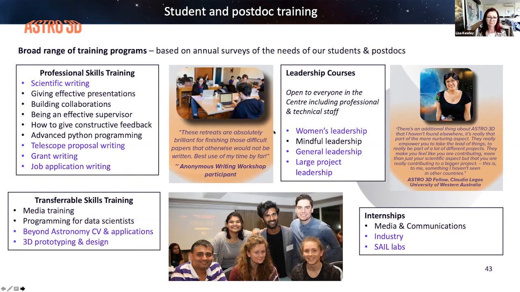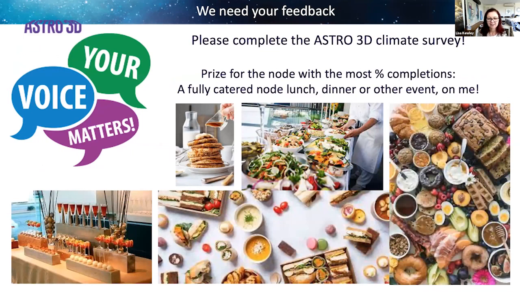Now, we need your feedback in the centre. We want you to complete the ASTRO 3D climate survey. To encourage you to fill in the climate survey, which you could do during this science meeting, and that would be excellent, and it doesn't take that long, there will be a prize for the node with the highest percentage of completions, and the prize will be great. It's going to be a fully catered event. It could be a node lunch, could be a dinner, could be a cocktail party. Maybe you all want to go out to brunch. Whatever you want, whenever you're able to get together again, your event will be on me. So start filling out those surveys and help your node have a fabulous, fully paid event.